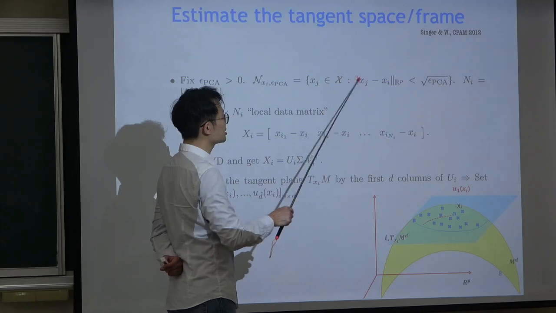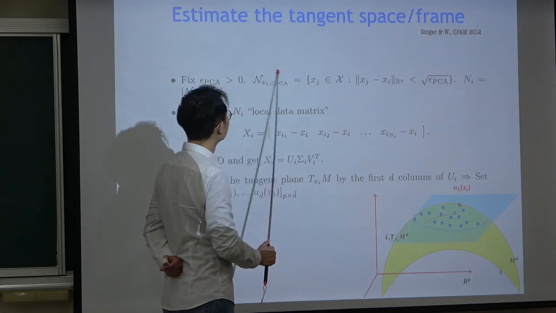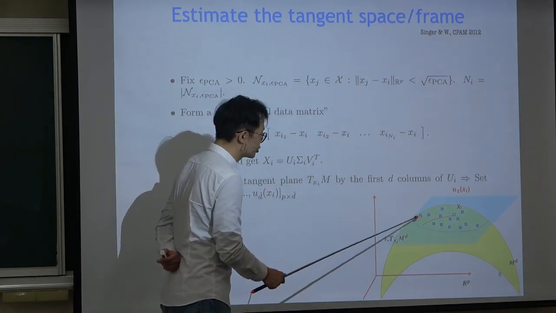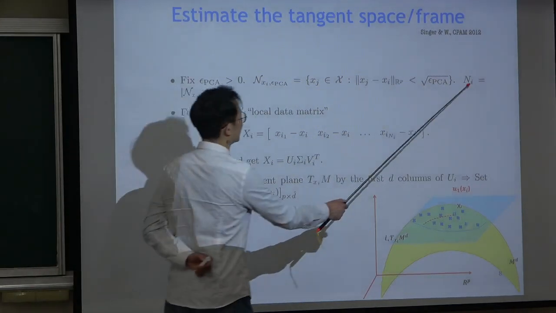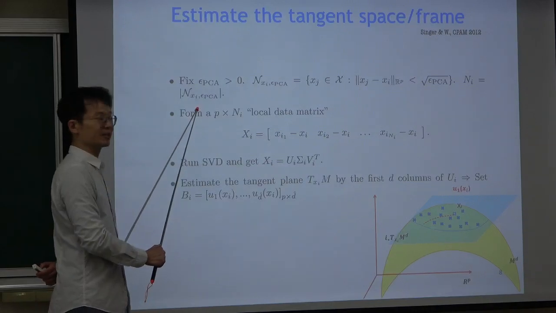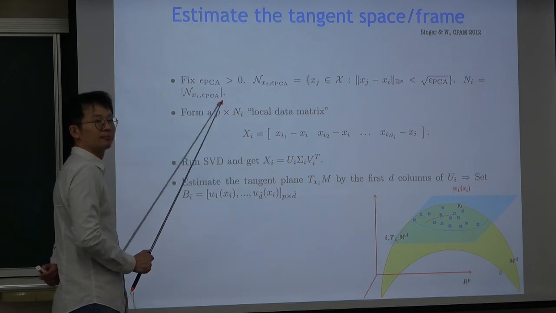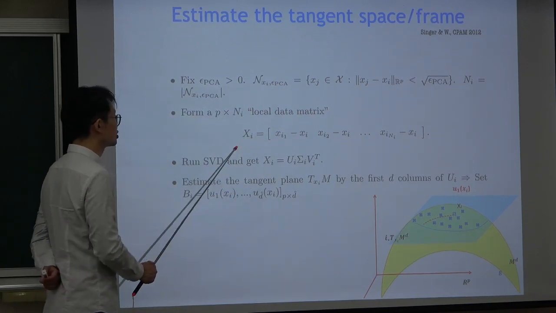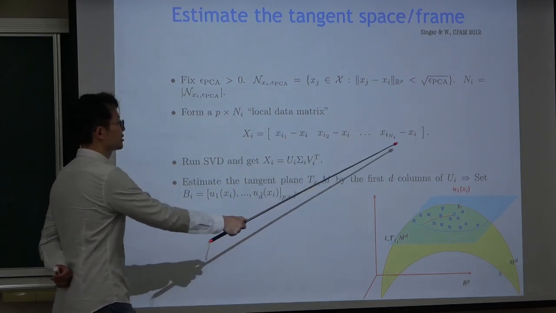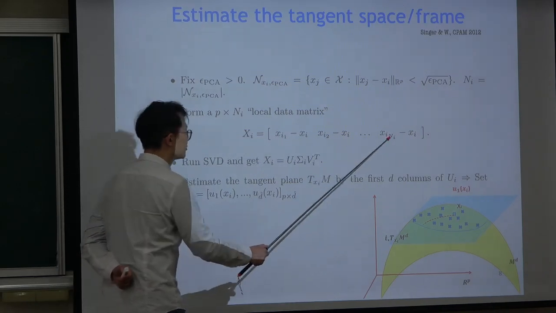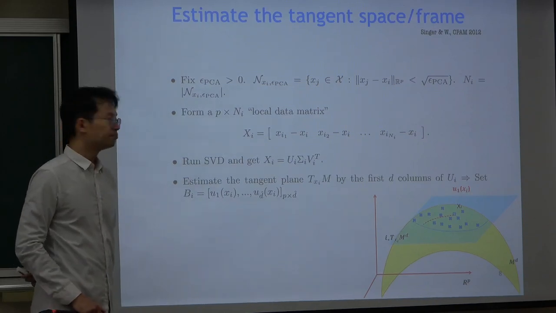So we use Euclidean distance to approximate geodesic distance, so that this neighborhood is very close to a geodesic ball, but it is not really. And we denote n_i to be the number of points inside the neighborhood. Then we form a p by n_i matrix called the local data matrix in this way: x_i1 minus x_i, x_i2 minus x_i, etc. That is, all the neighboring points are centered at x_i. This is called the local data matrix.